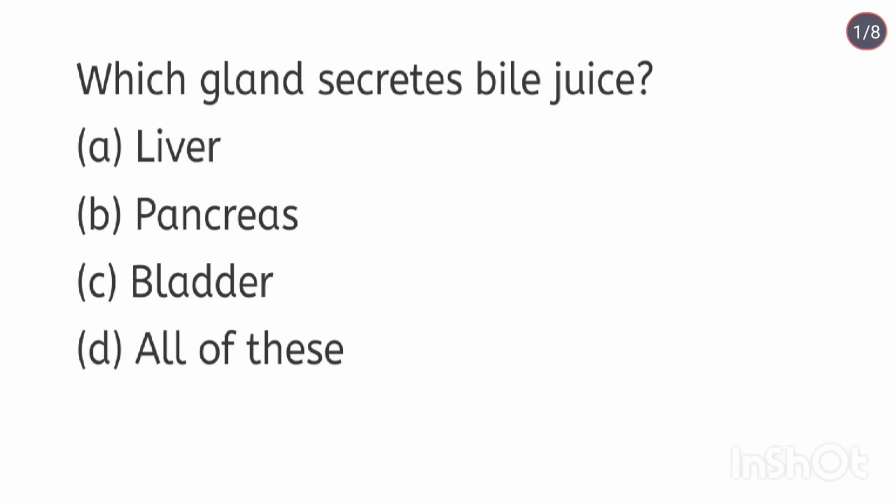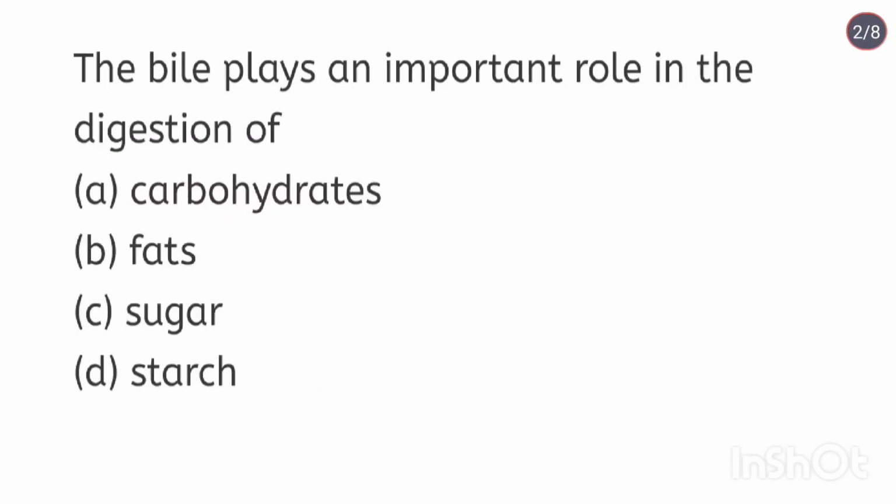Which gland secretes bile juice? Liver. Bile is a fluid that is made and released by the liver and stored in the gallbladder. Bile helps with the digestion. The bile plays an important role in the digestion of fats.